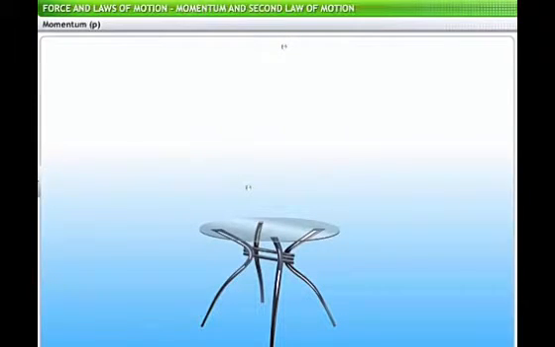Let's now look at another case where two identical marbles, say P and Q, are dropped onto a thin glass pane from different heights. First, we drop the marble P on a thin glass pane from a height of 1 meter.